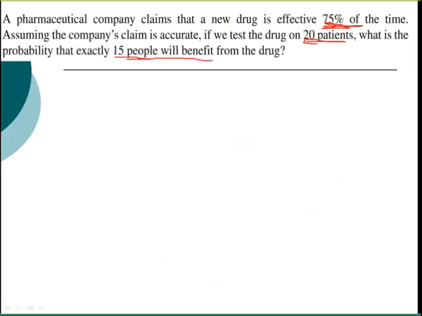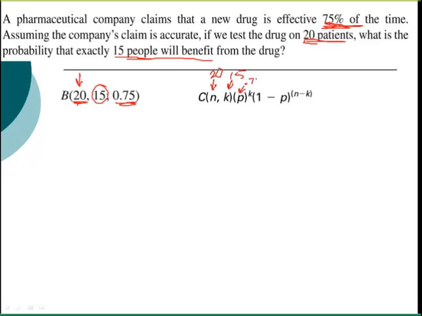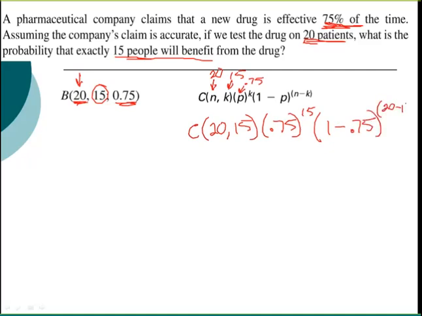So looking at our formula, 20 is the total amount of people, 15 is how many successes I'm looking at, and this is the probability of that occurring. So here the 20 is the N, the 15 is the K, and the probability is 0.75. If I write it out, we've got C(20, 15), and then your probability is 0.75 to the K power, which is 15, and then times (1 minus 0.75) to the 20 minus 15 power.